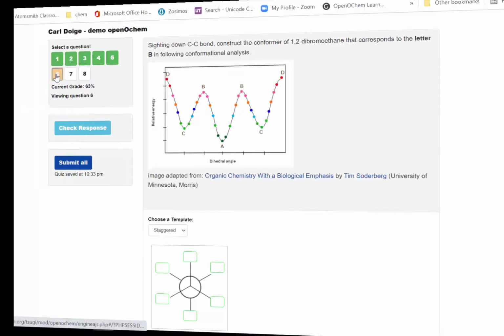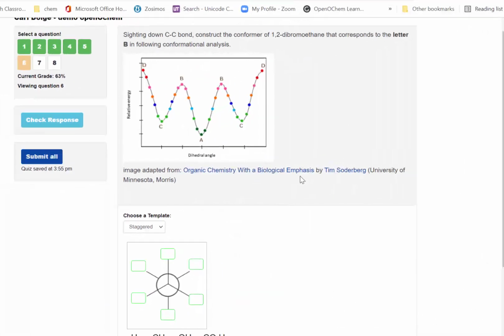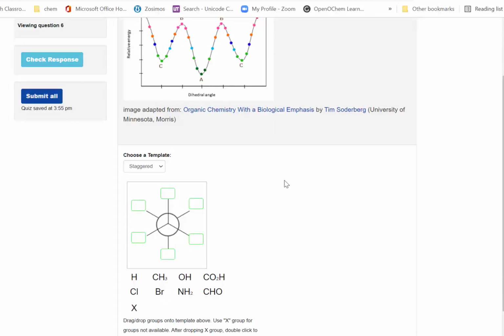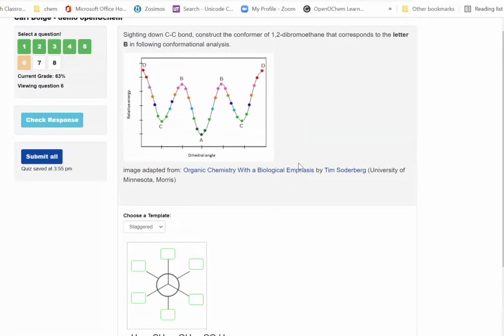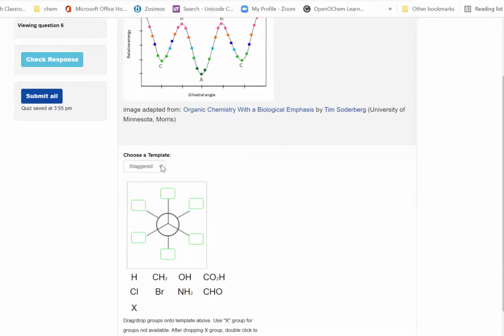Now let's look at number 6. This question illustrates one of the features in OpenOChem that you're not likely to find in other homework systems. It actually allows us to draw a Newman projection based on this template. We're going to draw the Newman projection for 1,2-dibromoethane corresponding to the energy that this conformer would have at position B. Now this is relatively high energy, so the idea is that it would therefore be in the eclipsed conformation. So there we go.